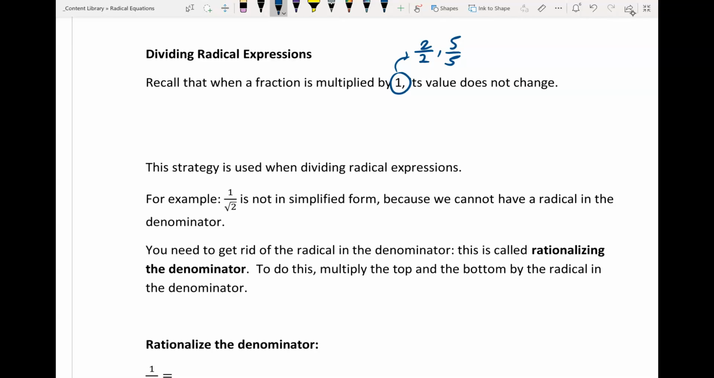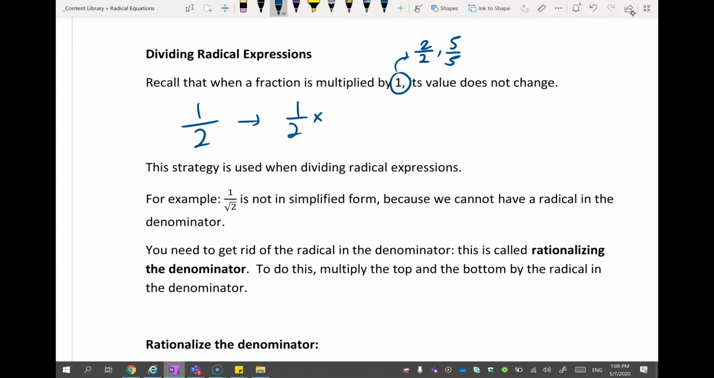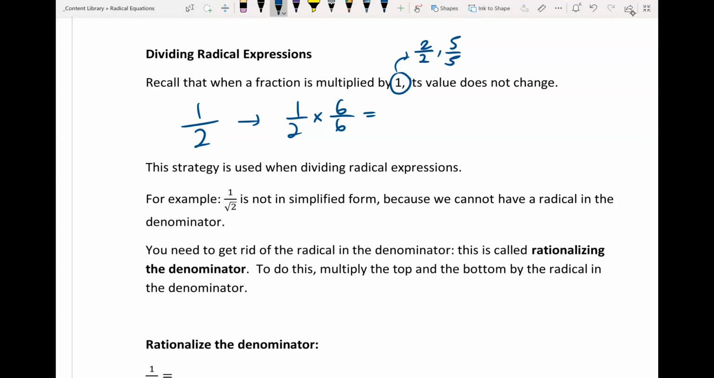So for example, if I'm trying to find another way to express a half, what I can do is multiply by a 1 or a number that is the same top and bottom, like 6 over 6. And this will give us something that is equivalent to 1 over 2. So for example, 6 over 12 is the same thing as saying a half.